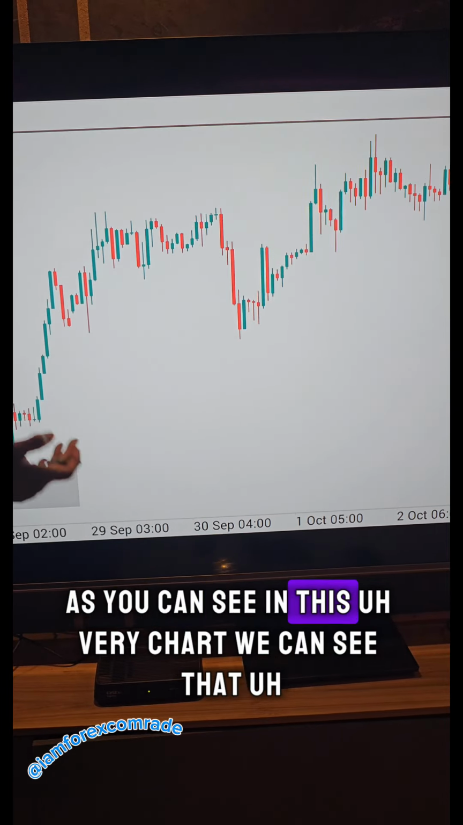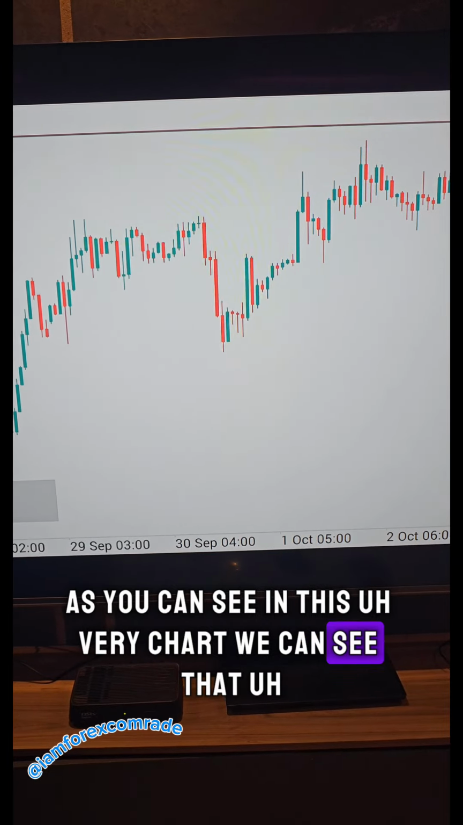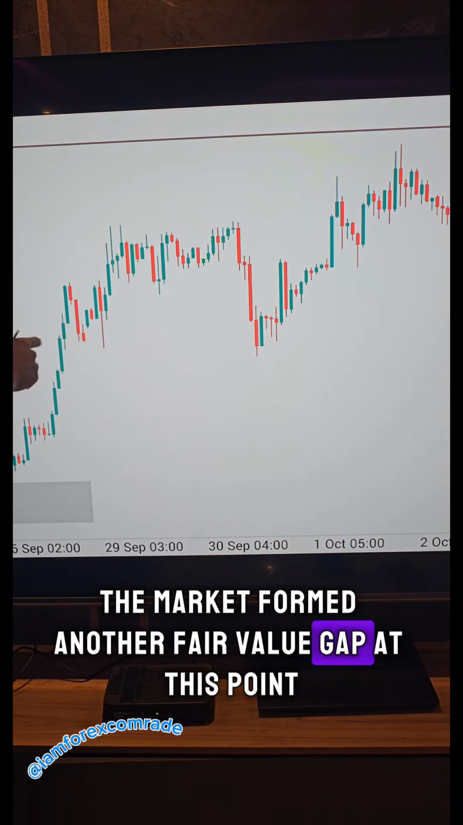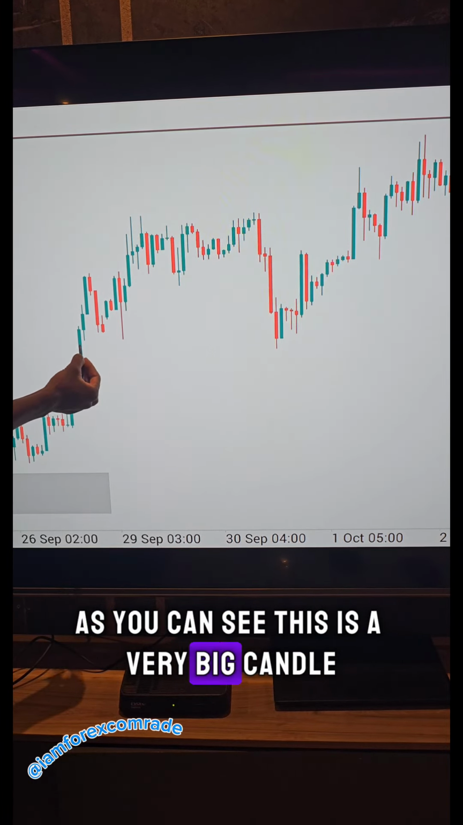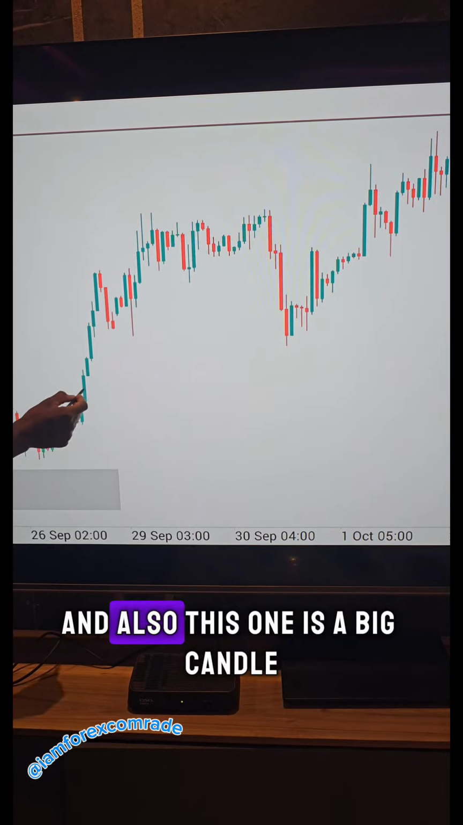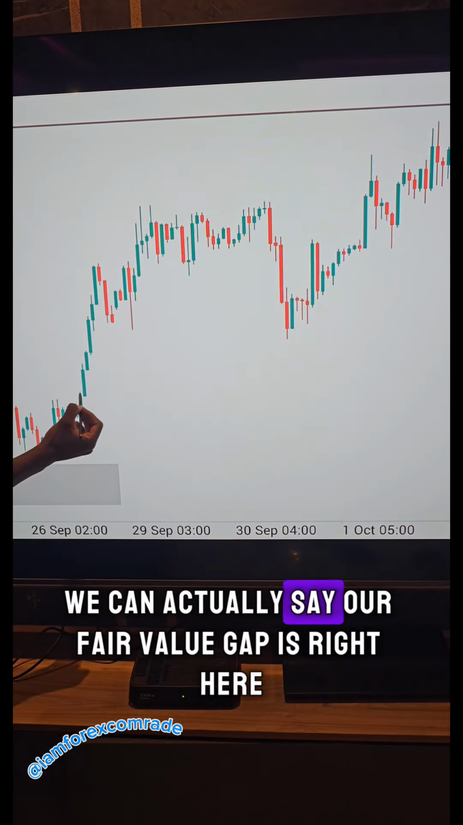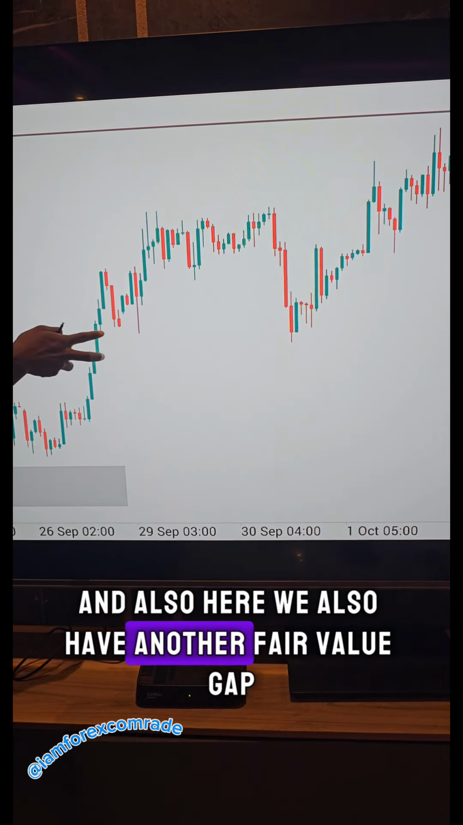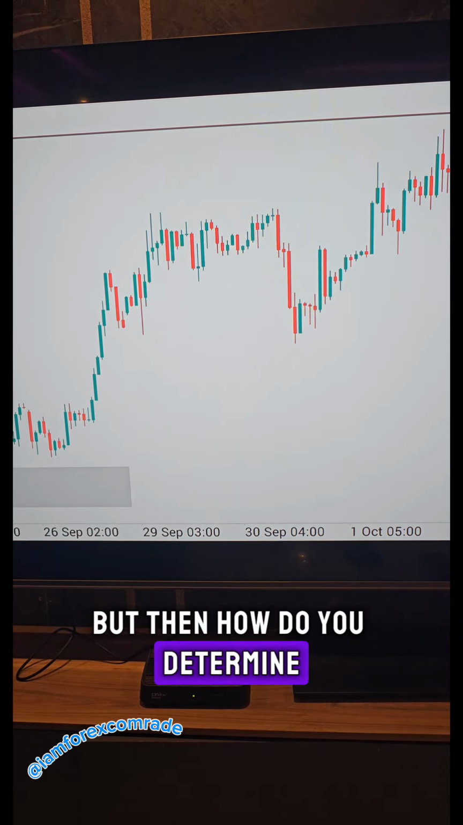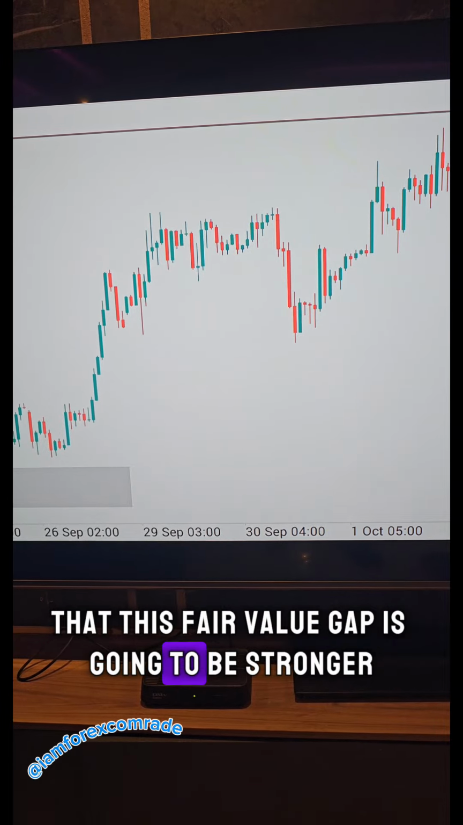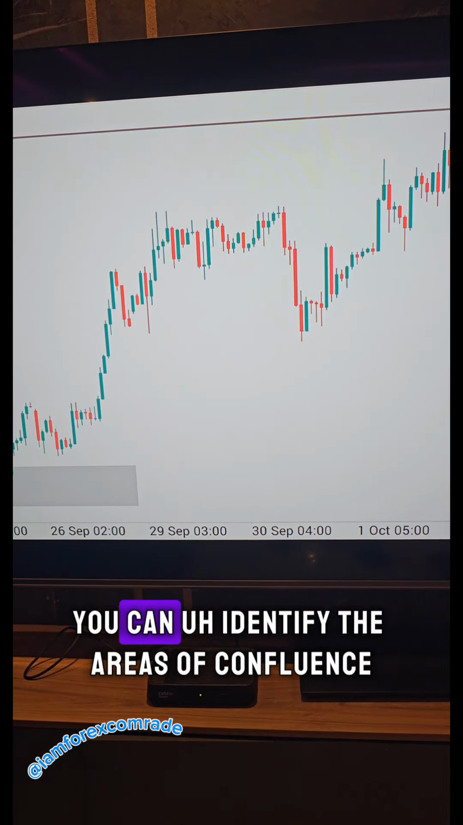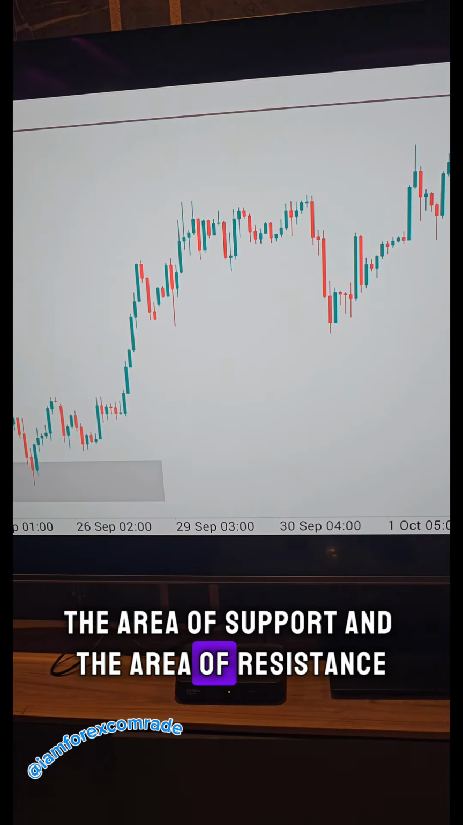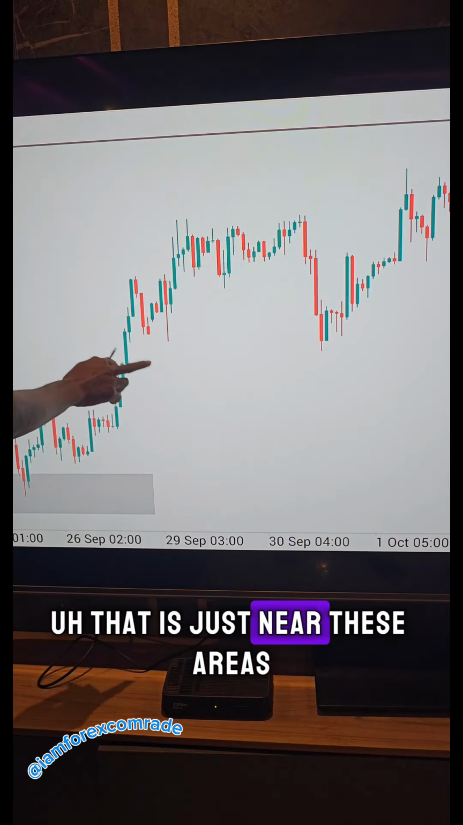As you can see in this very chart, the market formed another fair value gap at this point. This is a very big candle, and this one is also a big candle. We can say our fair value gap is right here, and here we also have another fair value gap. But then how do you determine that this fair value gap is going to be stronger than the other? Well, you can identify the areas of confluence, like for example the area of support and the area of resistance that is just near these areas.